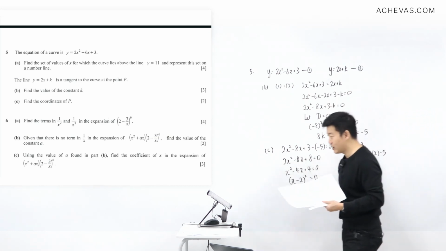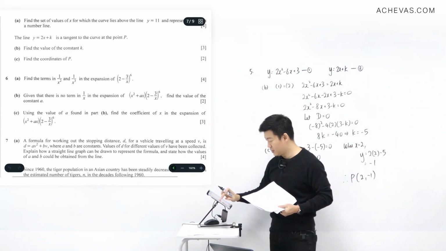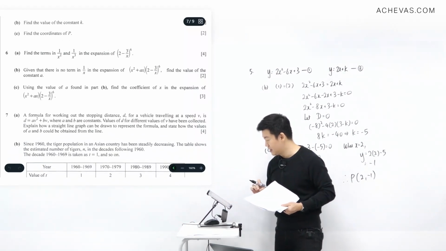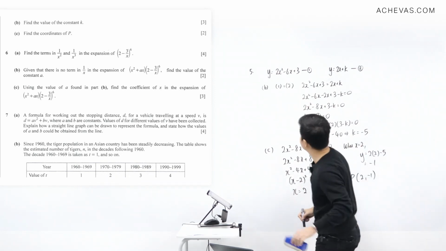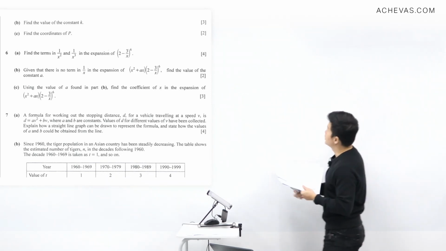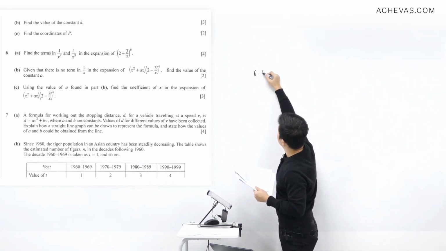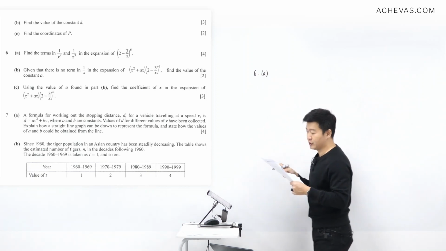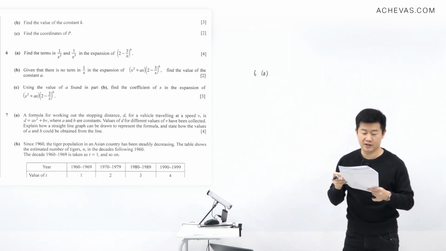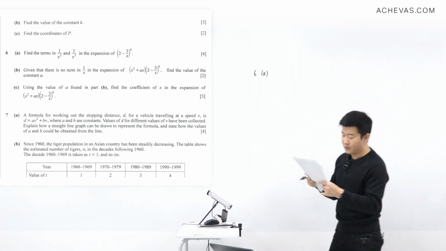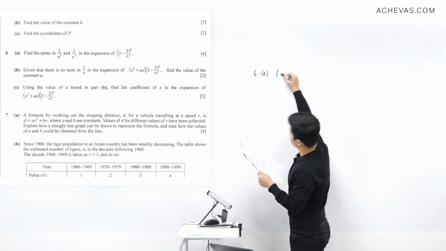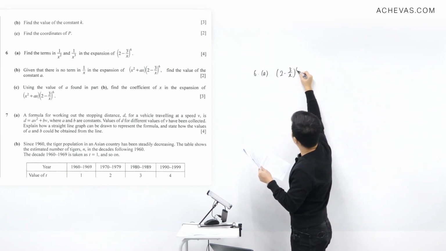Let's take a look at question number 6 then. Okay, this question number 6 here is a binomial expansion question. So in question number 6, A, we are going to try to find a term in 1 over x squared and a term in 1 over x to the power of 3. For the expansion of this, we have (2 minus 3 over x) to the power of 6.